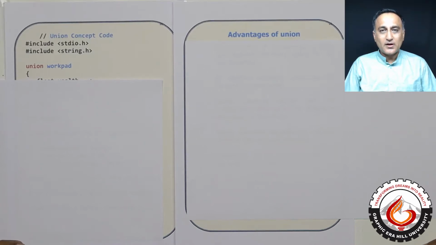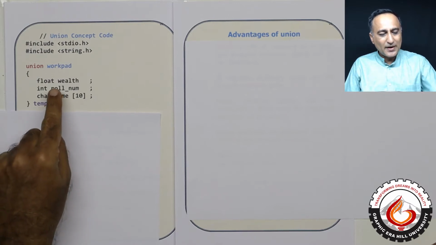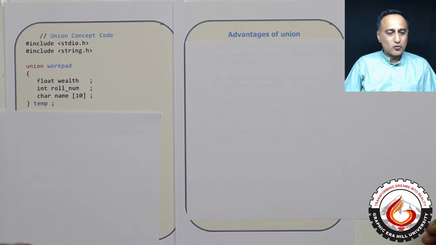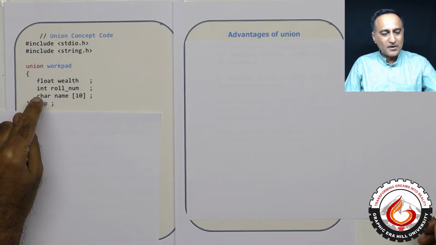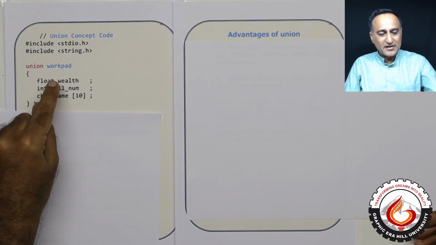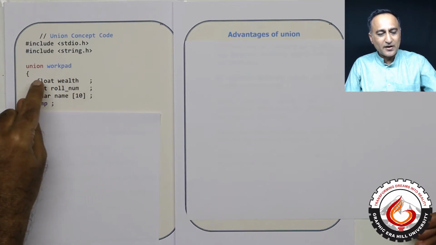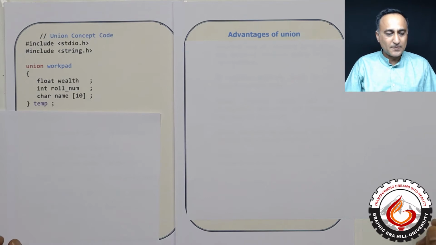We shall now talk about something called a union, which looks very much like a structure, but it has certain important differences. Let us say I need three temporary variables called wealth, roll number, and name. So, float wealth, int roll number, and char name of 10. If I declare them as three separate variables, assuming float takes 4 bytes, int is 4 bytes, and this is 10 bytes, totally I'll require 18 bytes of space.